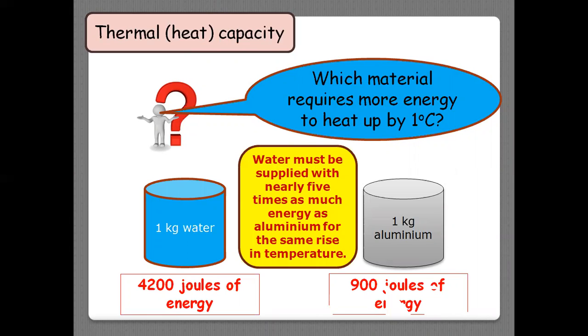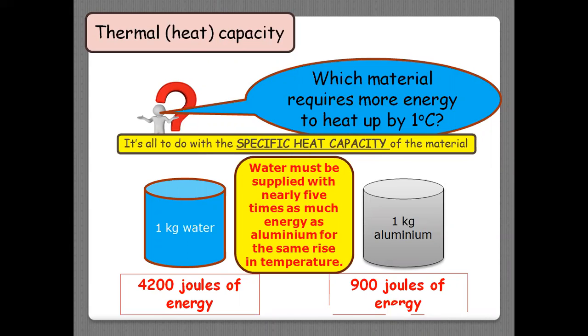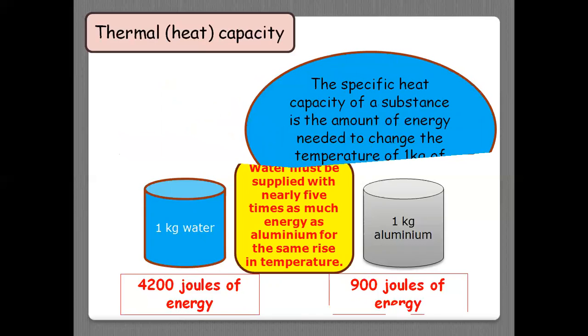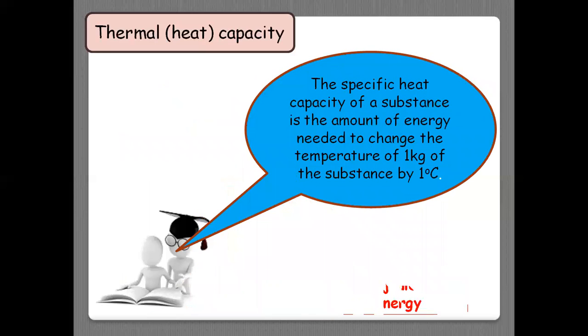As you see here, water must be supplied with around 5 times more energy than aluminum to raise the temperature by only 1 degree. And this is because of the specific heat capacity of the material. The specific heat capacity of a substance is the amount of energy needed to change the temperature of 1 kilogram of a substance by 1 Celsius.